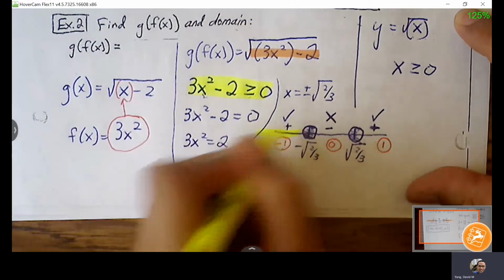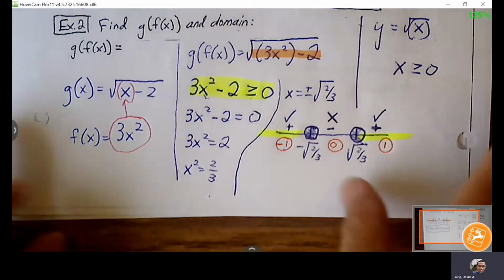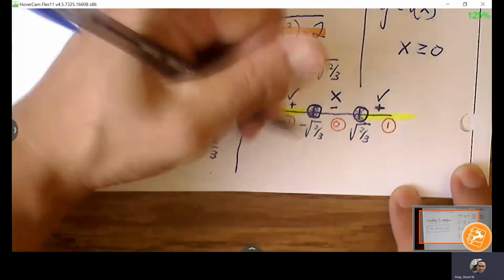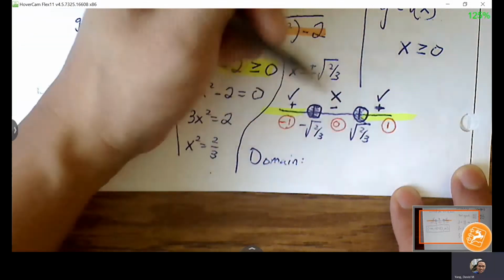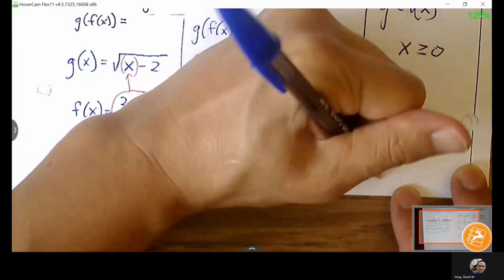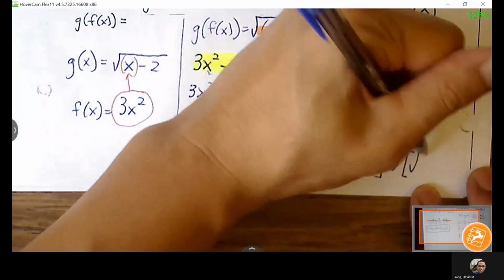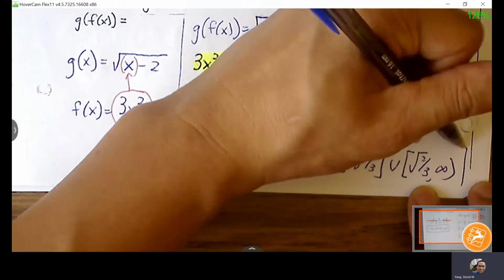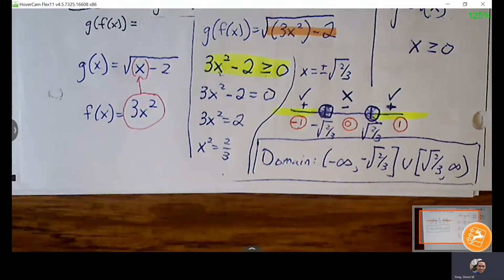So here we have our 2 intervals, and that will create the domain for our composite function. So bracket, union, okay, any questions?